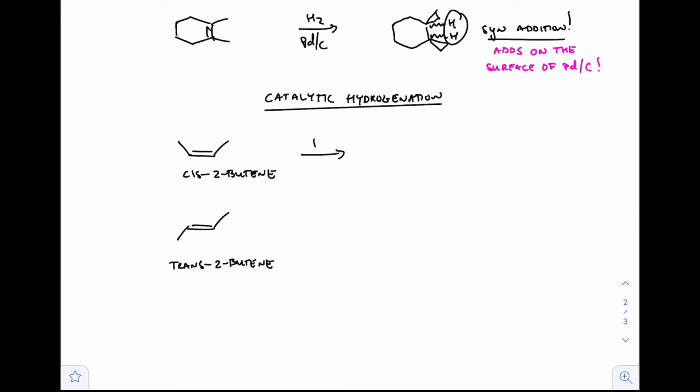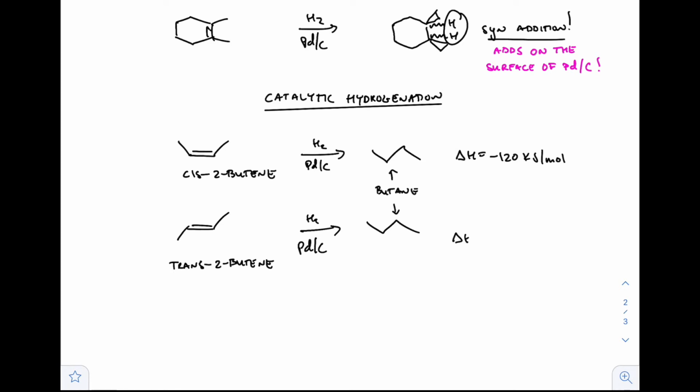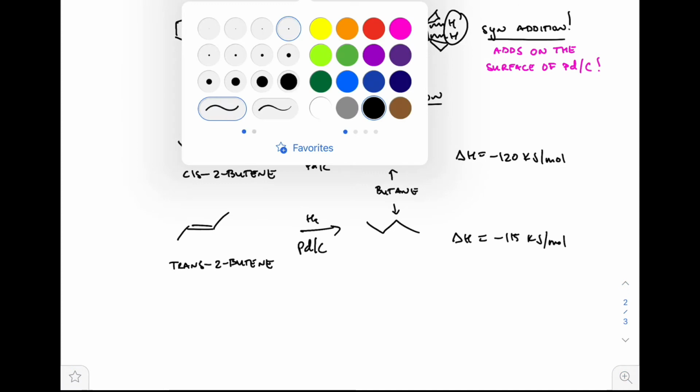So the cis-2-butene and trans-2-butene reactions, we did reduce these to make butane before, and this was used as an explanation as to why, like proof that, the trans alkene was more stable, because we had the heats of hydrogenation values: minus 120 kilojoules per mole for the cis butene, and minus 115 kilojoules per mole for the trans.